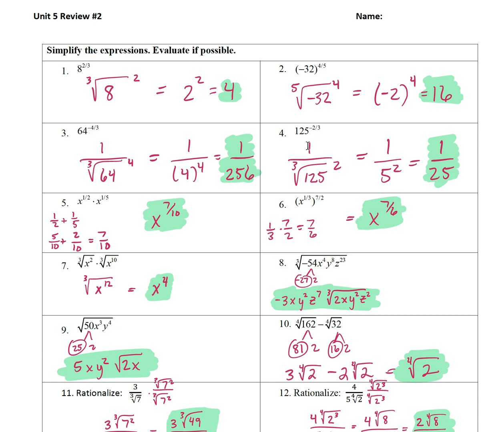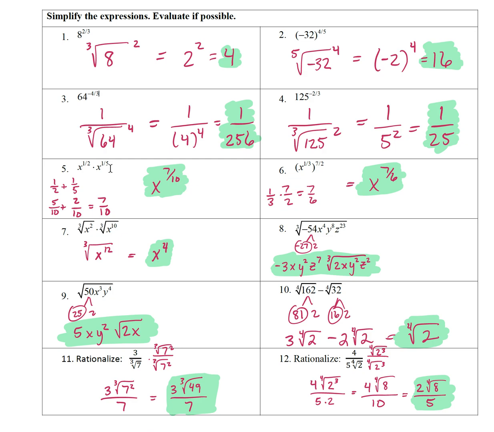Same thing here. The negative is going to move it down. Then I'm going to do the cube root first. The cube root of 125 is 5, and then 5 squared is 25, so it's 1 over 25. If you have a power to a power, you're going to add 1/2 plus 1/5 is 7/10. Now, excuse me, I said power to power, but this is x to the 1/2 times x to the 1/5.